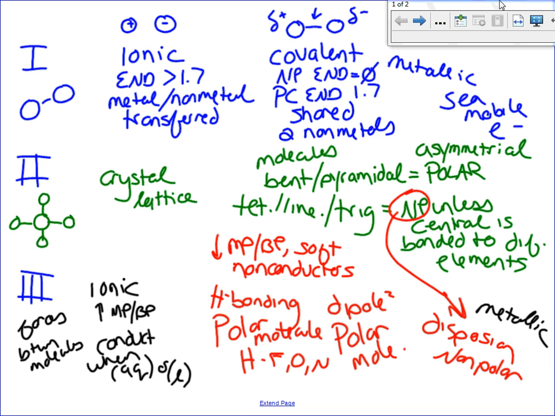What else was I going to say? Metallic conducts electricity as a solid, liquid, whatever. It is also not soluble in water, reactive with acid, generally pretty strong and hard, and has a high melting and boiling point. Okay? Hopefully this helps.